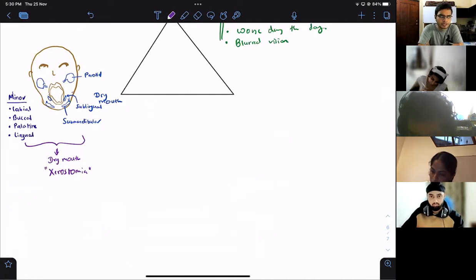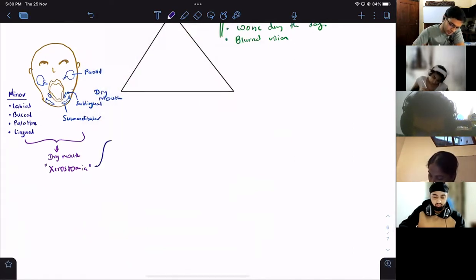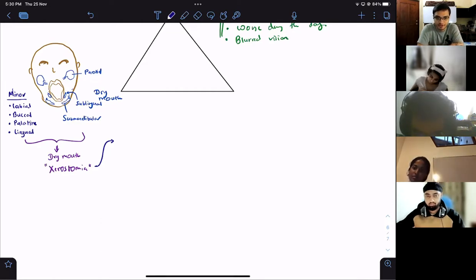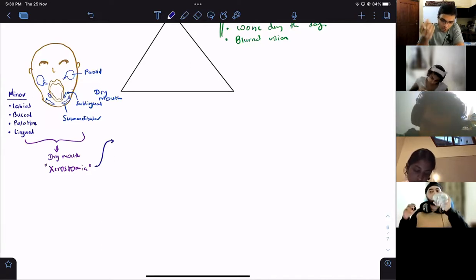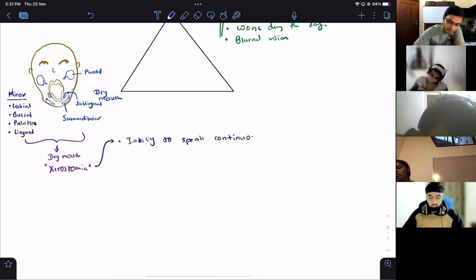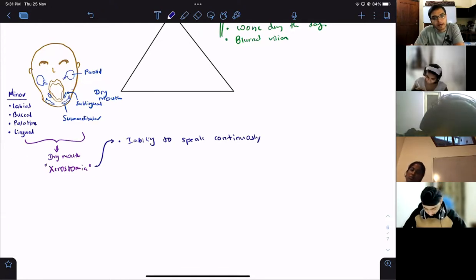Now, how will the patient come to us? How will the patient complain to you? It's difficult to experience dry mouth unless you are teaching someone. For me also, occasionally I come across this dry mouth scenario, then I have to stop for a while and drink water. One of the most common complaints is inability to speak continuously for a long period of time. Even for short periods, sometimes they cannot speak more than 2 to 3 minutes at one go, if their dry mouth is severe.